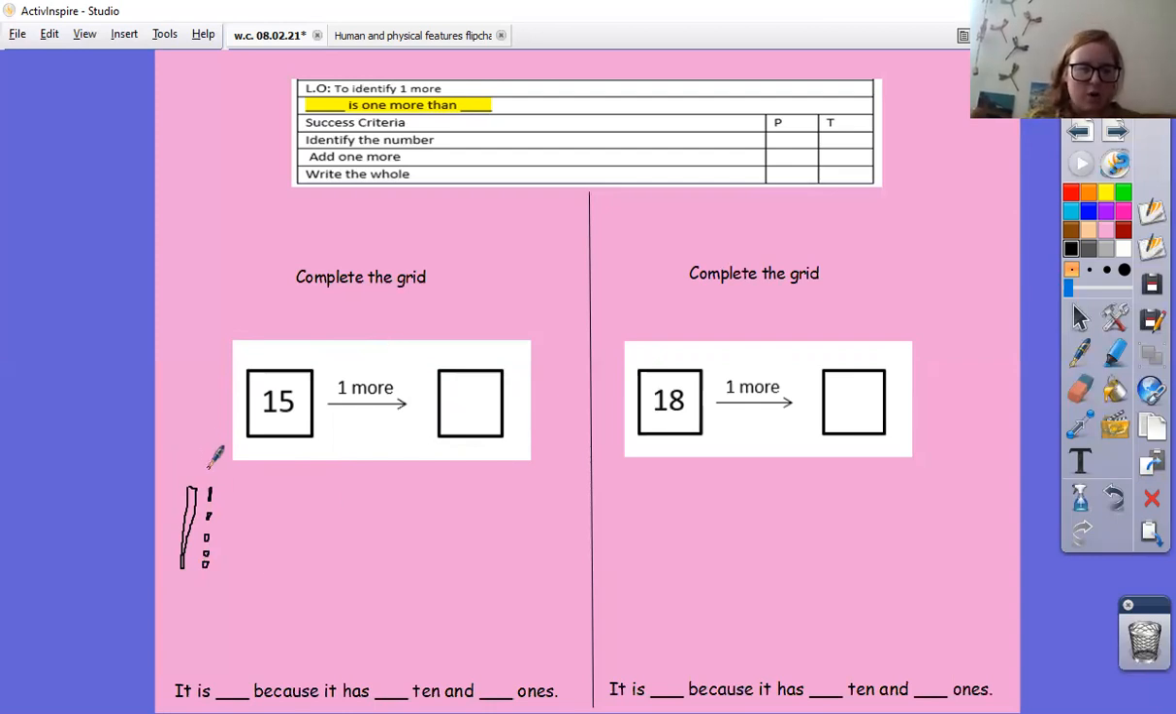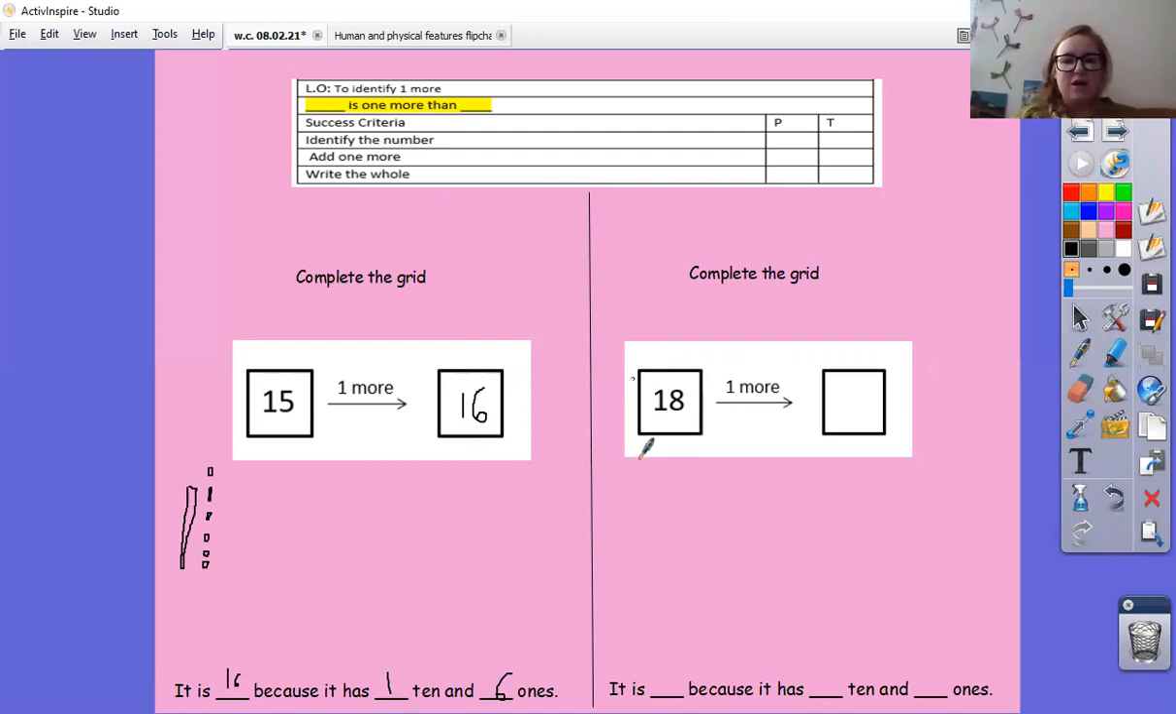So to represent 1 more, I just need to add 1 more cube. So now I've got 1 ten and 1, 2, 3, 4, 5, 6 ones. So 1 ten and 6 ones. The whole is 16. It is 16 because it has 1 ten and 6 ones. Fantastic. Can you pause the screen, have a go at this one, come back when you're ready to check it.